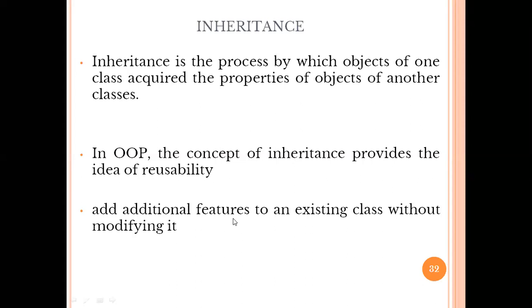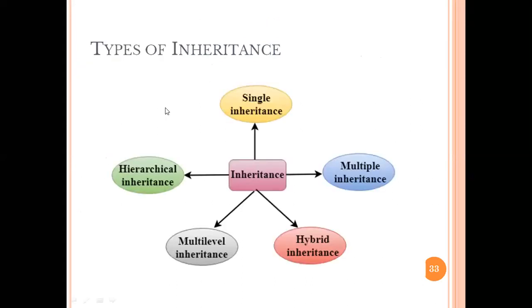So we can add additional features to an existing class without modifying it. This is again one kind of feature which is available with respect to inheritance. These are the different types of inheritance. The first type is single inheritance, the second one is multi-level inheritance, the third is multiple inheritance, the fourth is hybrid, and the last one is hierarchical inheritance. We will discuss all these inheritances one by one.